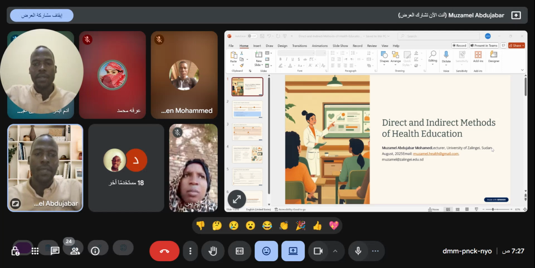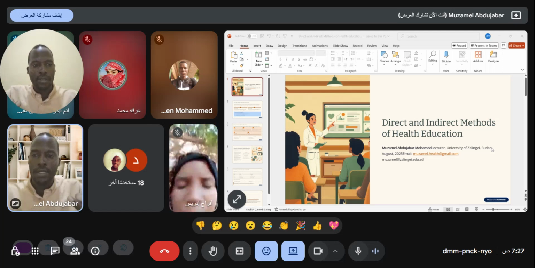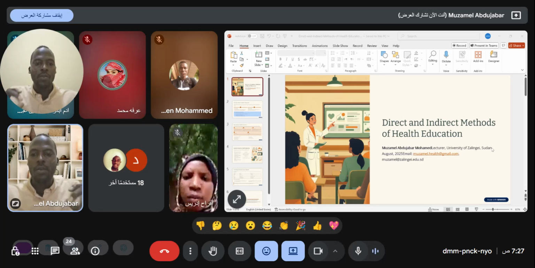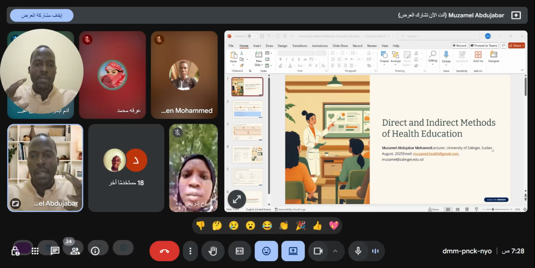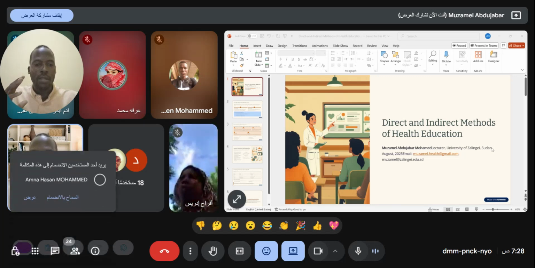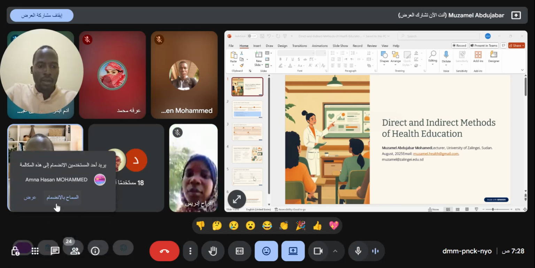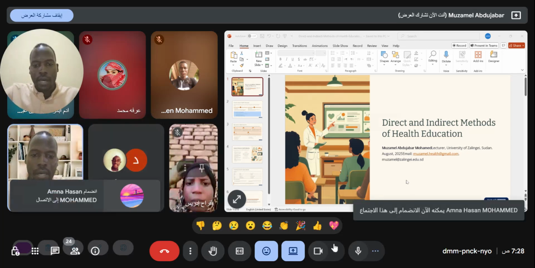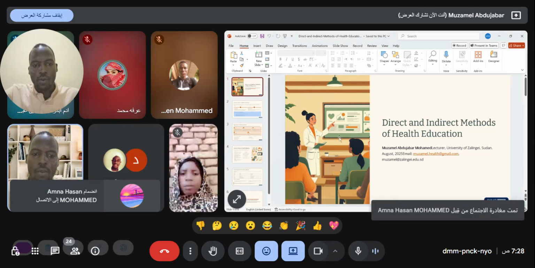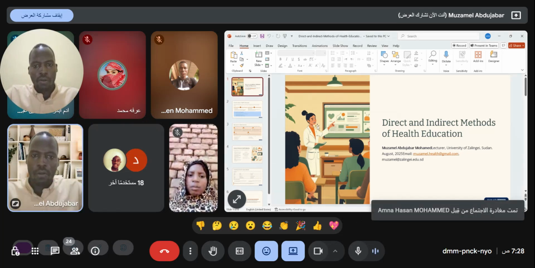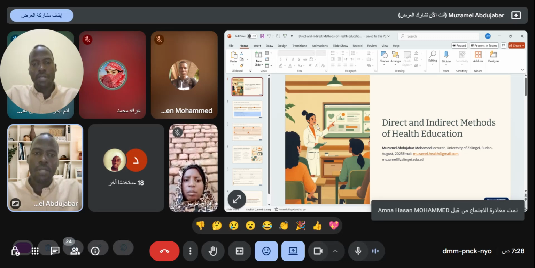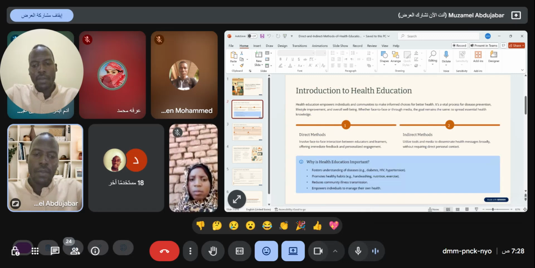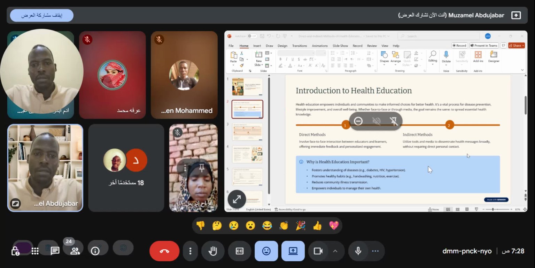There are two methods of health education, direct and indirect. The method means the tools or the way that lets the community and the individual make contact with them or send a message. As I mentioned, we have two methods. One of them is the direct method and the second is the indirect method. Let us go to the next slide.